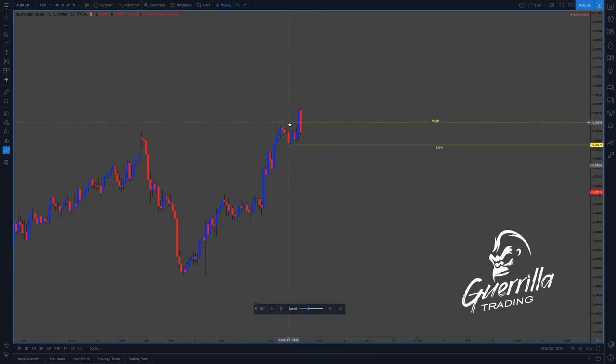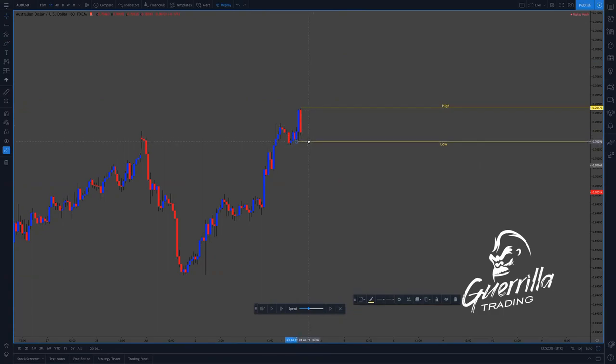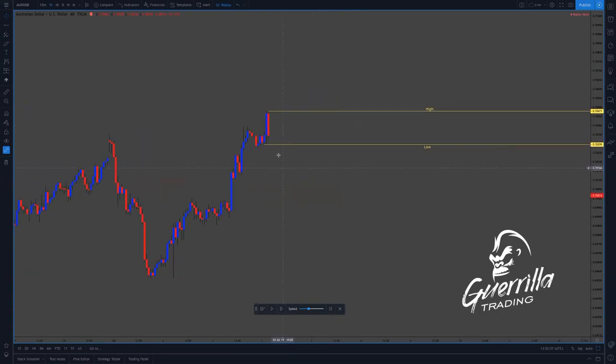So let's have a look at what happens next, unless we get a nice impulsive move up. You can see that now it was a counter trend move. It's gone up, so that would be the high and low. Okay, so let's go forward and see what happens.